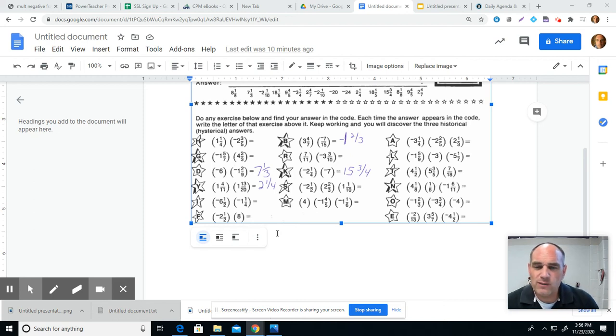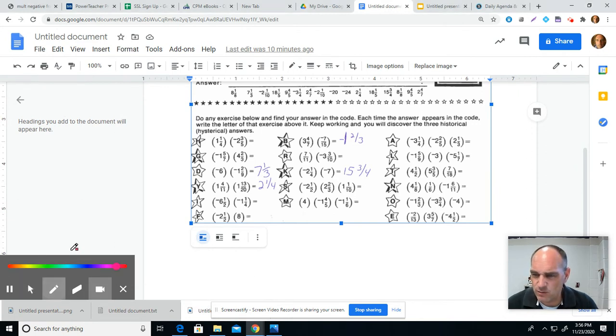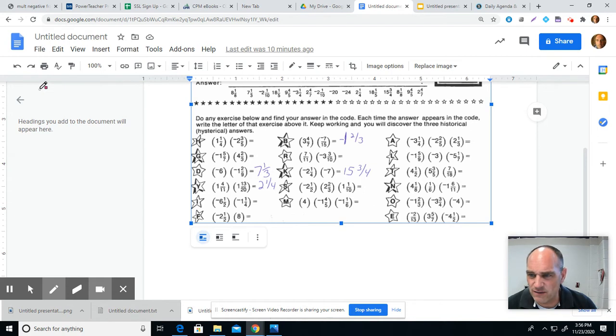All right, for your in-class work, we got some review on multiplying mixed numbers. This time they're with positives and negatives. So just a couple things before we get started. Remember when we're multiplying with positives and negatives, and I would write this on the top of your paper if I were you.